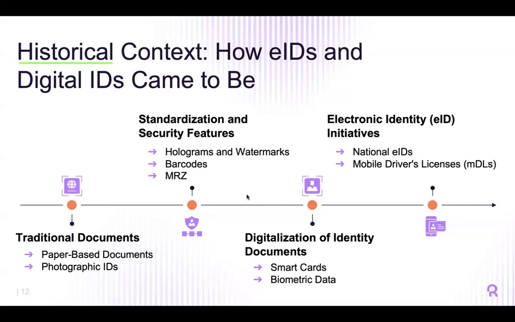Another step was the digitalization of identity documents: smart cards and biometric data. These plastic cards contained embedded microchips and could store digital information securely. And finally, the electronic identity, eIDs. It's national eIDs and mobile driver licenses that can even be stored on a smartphone.